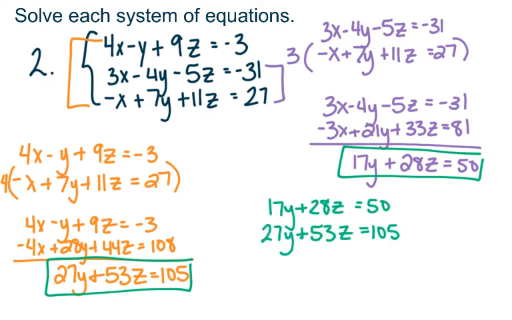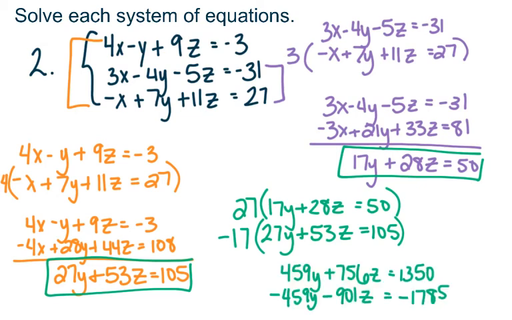And I want to get these to cancel out. So here's what I'm going to do. Let's say I want to get the y's to cancel out. I'm going to multiply this first one by 27, and I'm going to multiply the next one by 17. But I always want one to be positive and one to be negative, so I'm just going to make this one negative 17. So go ahead and distribute those numbers and see what you get.